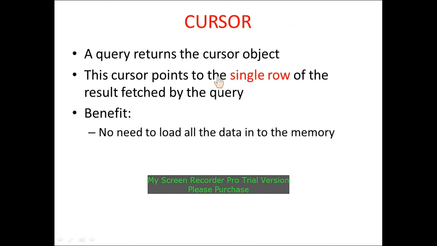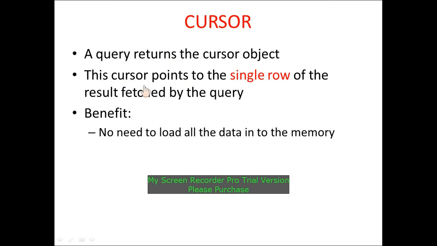Next concept what we should understand is the cursor. So when you retrieve value from the database, it will be retrieved in the form of record set, or you can also retrieve in the form of cursor. So a query returns the cursor objects. So what is the advantage over the record set? Let us understand the cursor advantage.